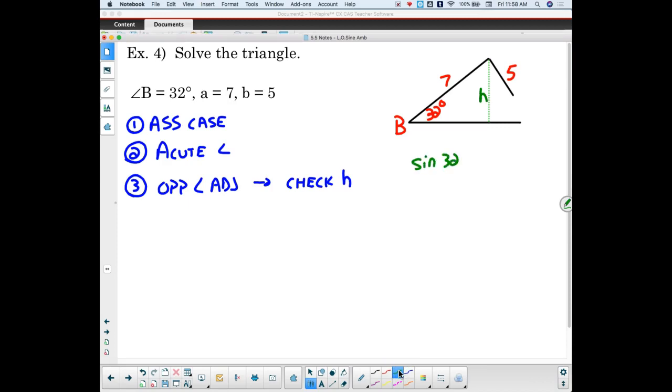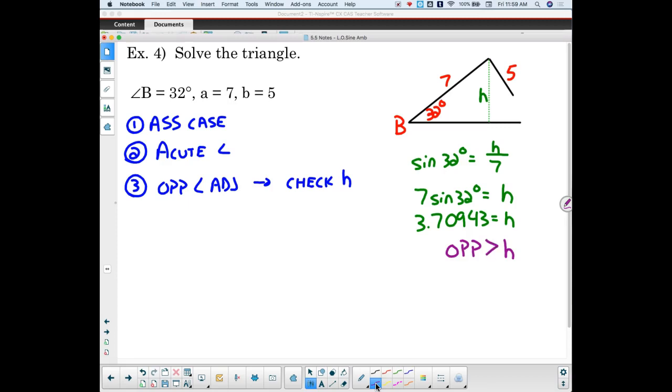Sine of 32 degrees is equal to h over 7. So 7 times the sine of 32 degrees is equal to h. What do we get? 3.710943. Compare now my opposite side to my height. Opposite side is bigger than my height. How many triangles are formed? 2.